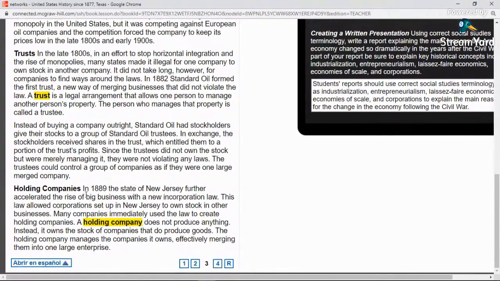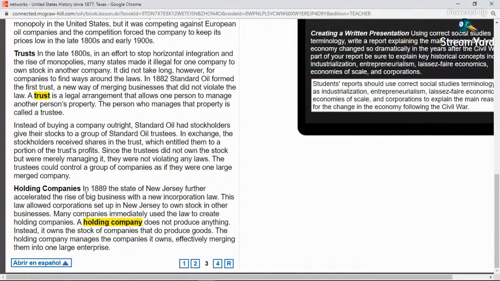This law allowed corporations set up in New Jersey to own stock in their own business. Many companies immediately used the law to create holding companies. A holding company does not produce anything. Instead, it owns the stock of companies that do produce goods. The holding company manages the companies it owns, effectively merging them into one large company.